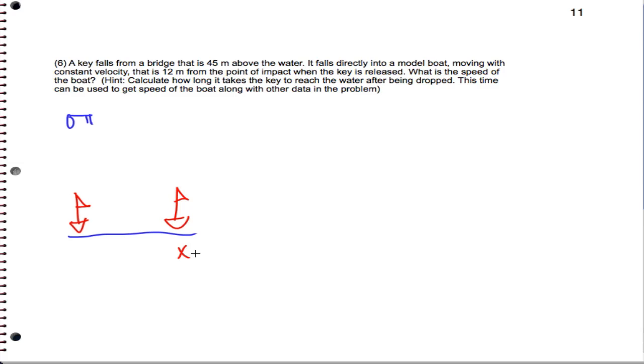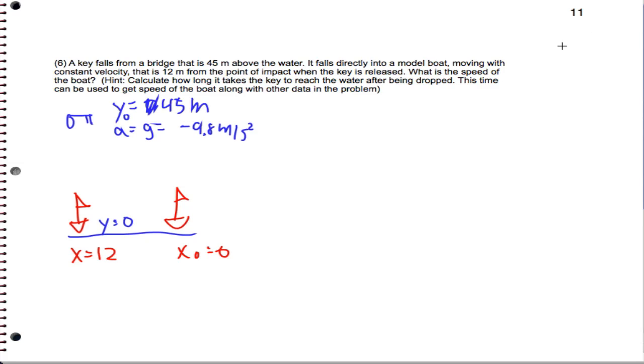So what we're going to say is x naught of the boat is 0, x final of the boat is 12, and y naught of the boat is 45 meters, because we start off high in the air, and then y final is going to be 0. And of course, remember that acceleration is g, which is negative 9.8 meters per second squared.